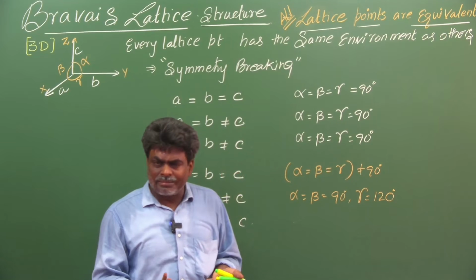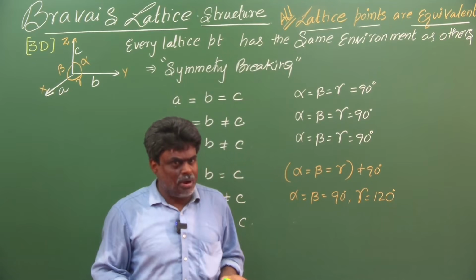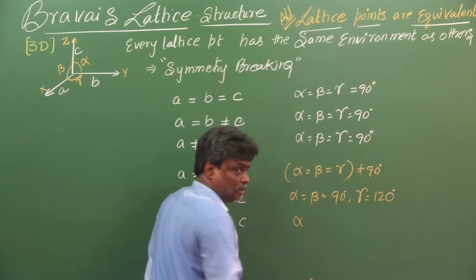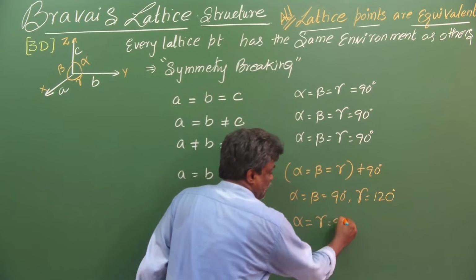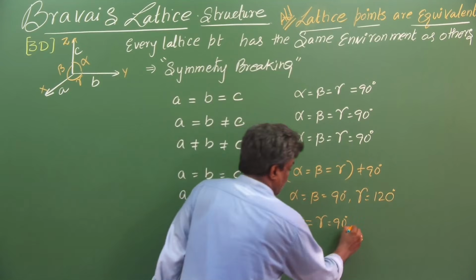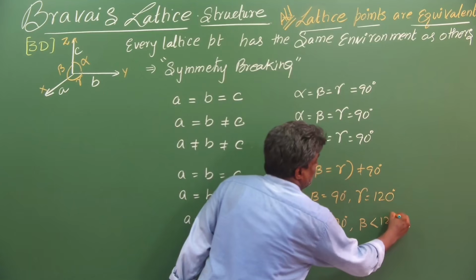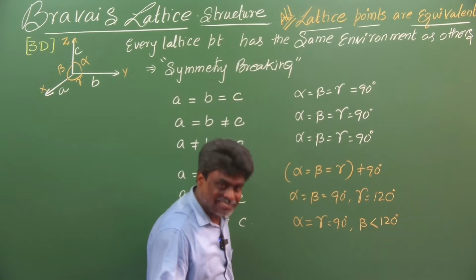Any angle, so I can change now. You have taken one coordinate system, I can change my coordinate system. But textbooks will give like this. Okay, alpha equal to gamma equal to 90. Anything you can take, one more time I am saying. And what is the other one? Beta. Beta less than 120 but not equal to 90.